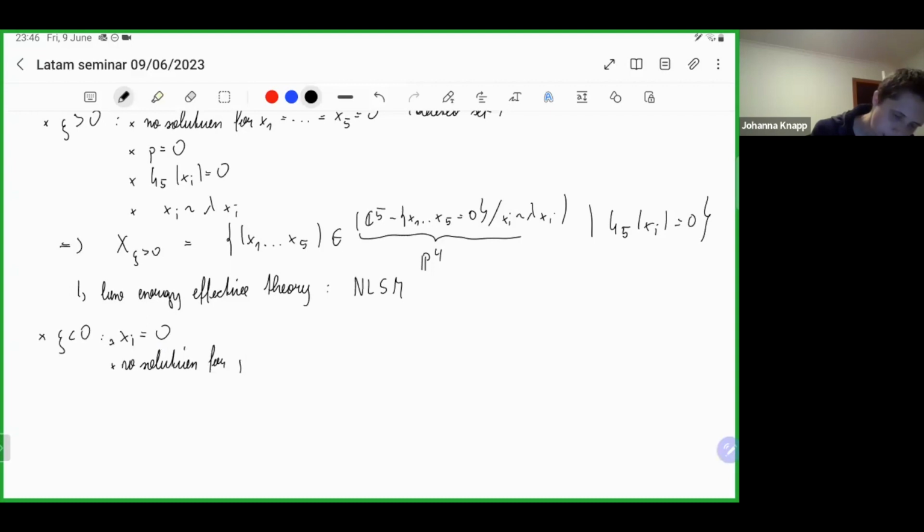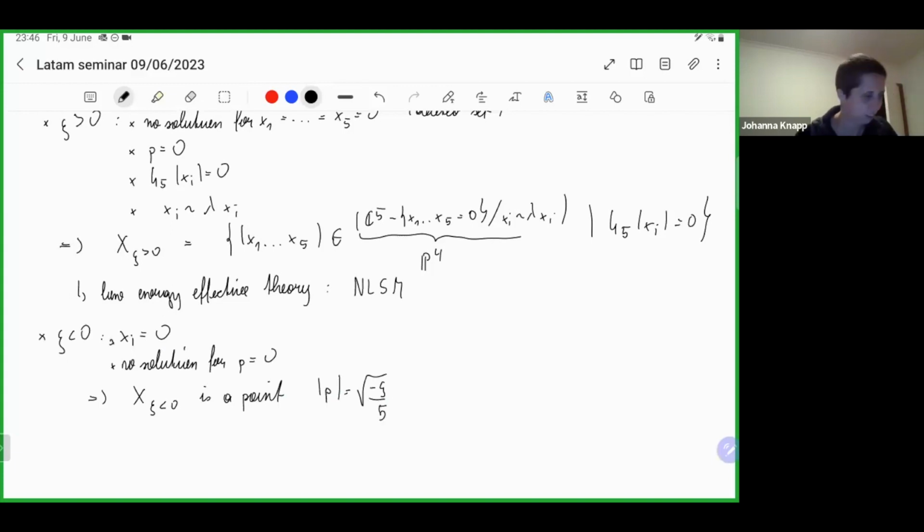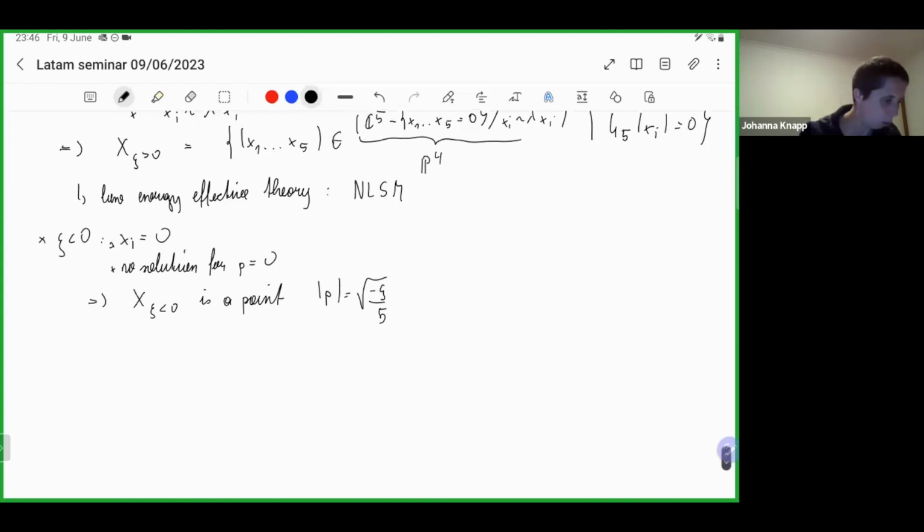No solution for p equals 0. That means no geometry at all, and it turns out that at zeta less than 0, just the classical analysis, or just the vacuum, is a point. And that's just given by this. Remember that zeta is negative, so minus zeta is positive. And that's kind of not a Calabi-Yau at all. And this is also not the whole story.